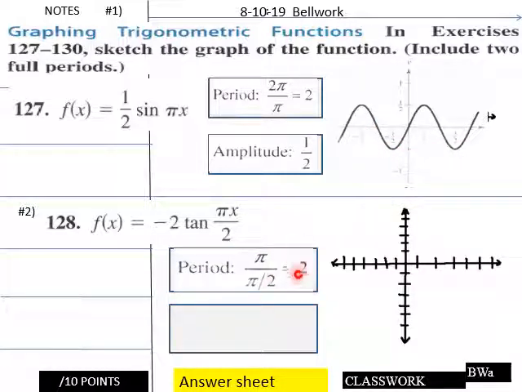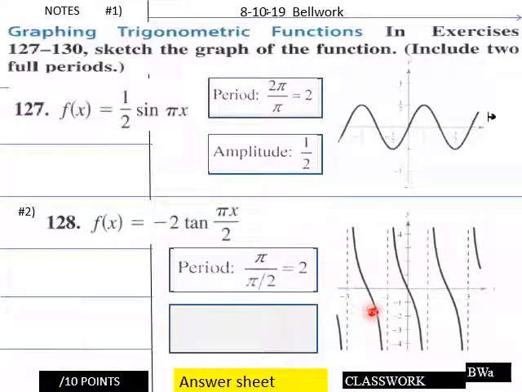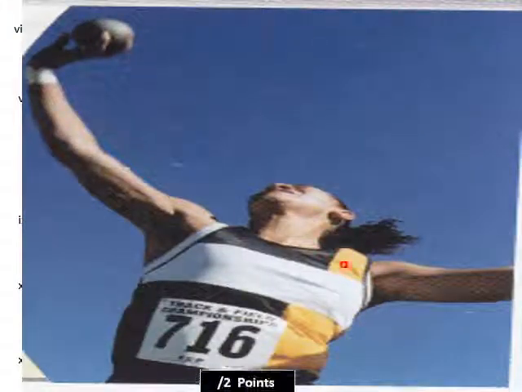Down here you have another function with a period of 2, and it's a tan function, so it's going to look like this. This would be negative 1, and this will be positive 1, and your function will look like the graph.